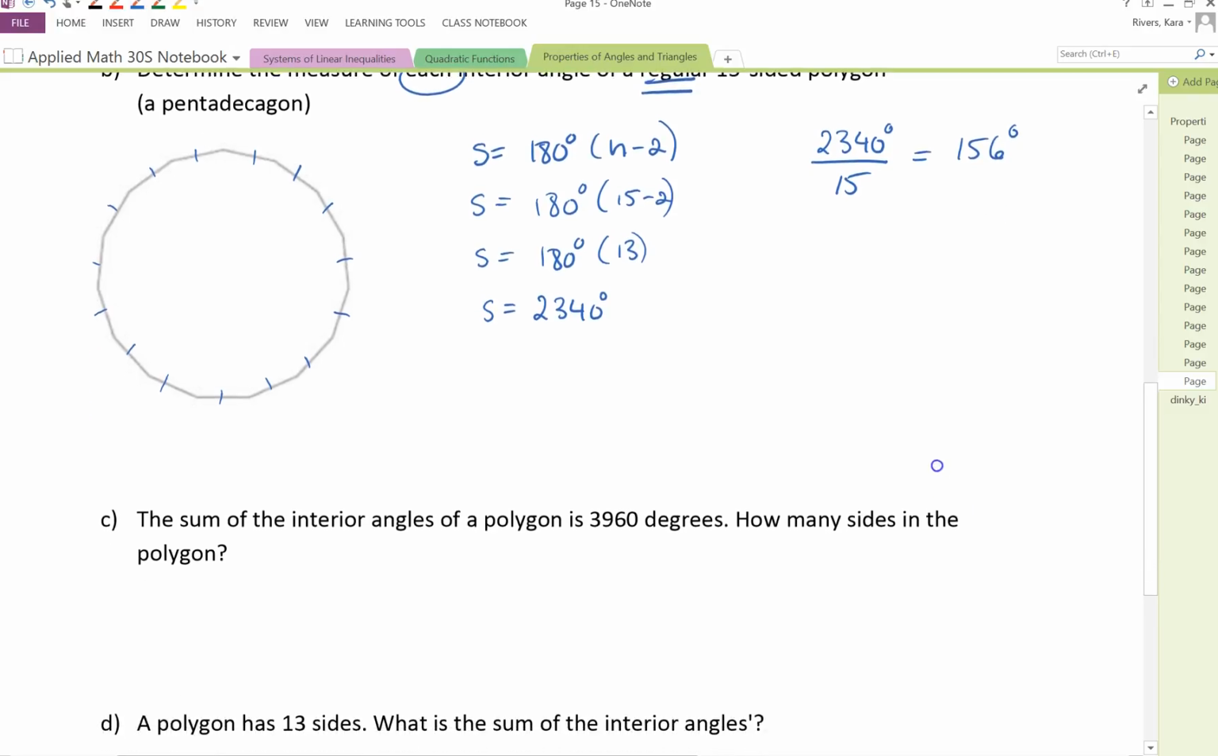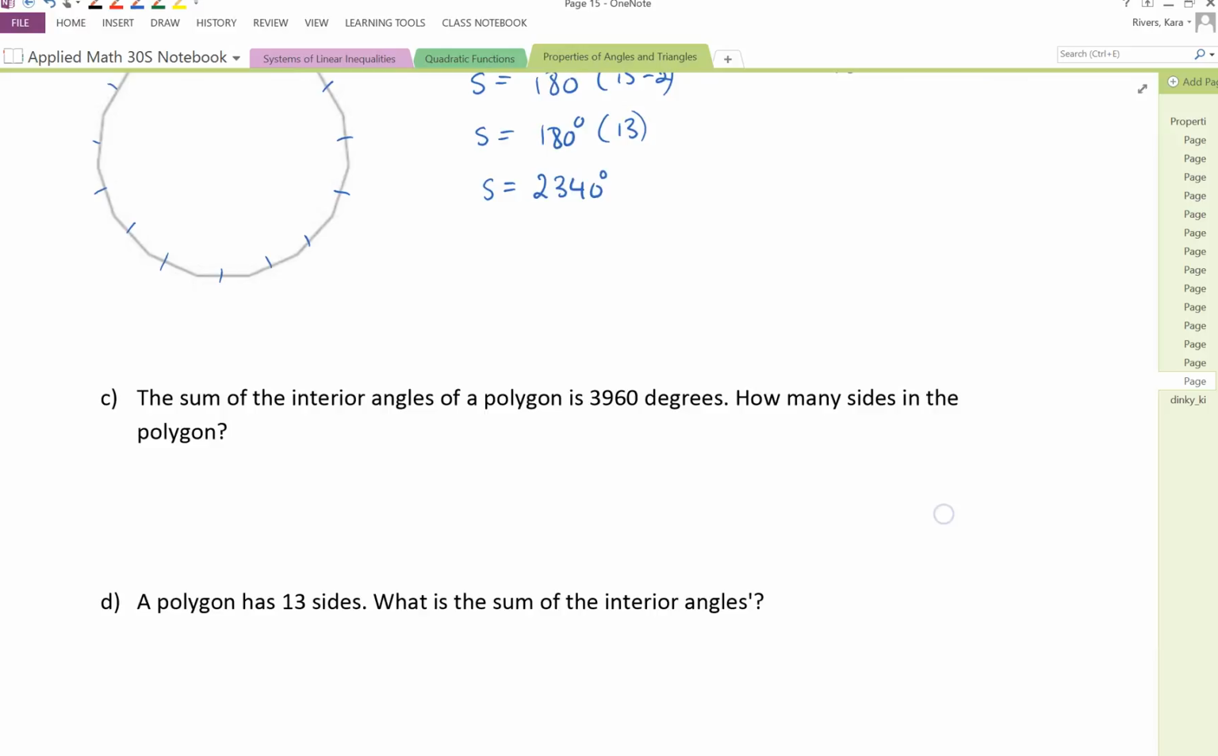C says the sum of the interior angles of a polygon is 3,960 degrees. How many sides in the polygon? So this is a little bit different. Using the same formula, but they're giving me the sum. So starting at a different place. Sum is equal to 180 degrees times n minus 2. And they're giving me that the sum is 3,960 degrees.